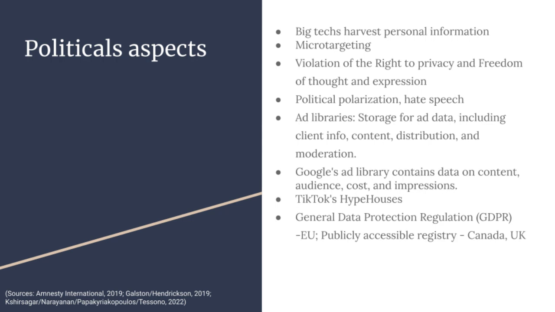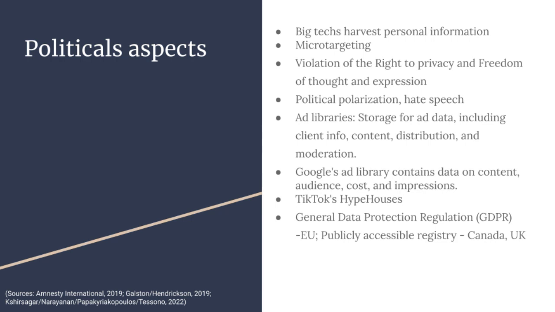Ad libraries contain data about ads, including who ordered them, what their content was, where they were distributed, and how they were moderated. Platforms such as Google, YouTube, Facebook, and TikTok have ad libraries, although TikTok has a policy of political ads not being allowed on its platform, so such ads are being distributed through influencers' content in coalition forms such as hype houses. With growing concerns about user privacy and rights on social media, countries around the world have begun investigating and framing policies.